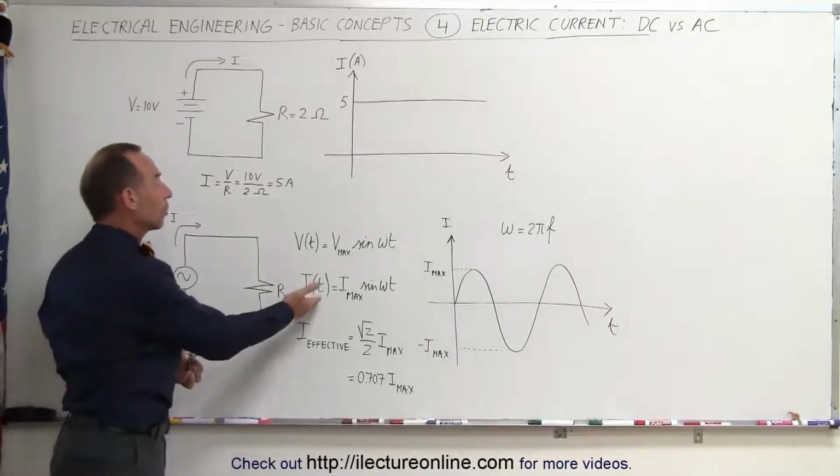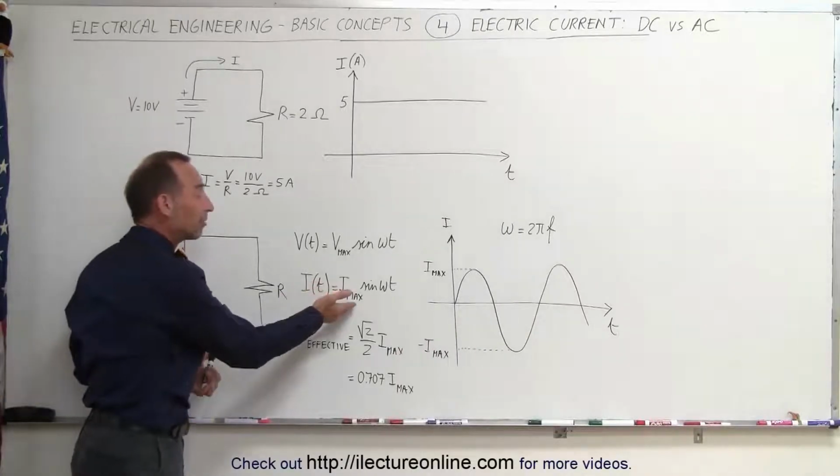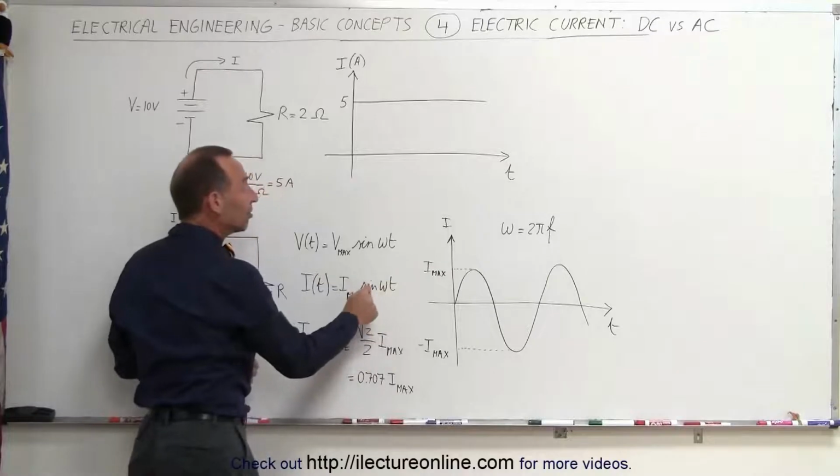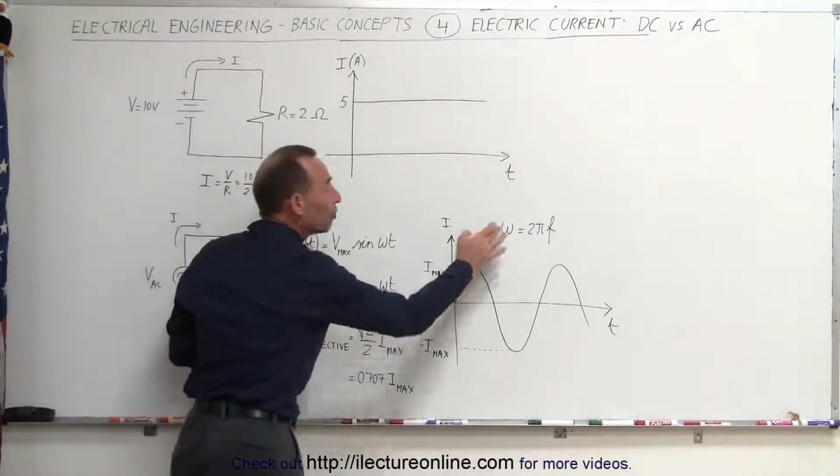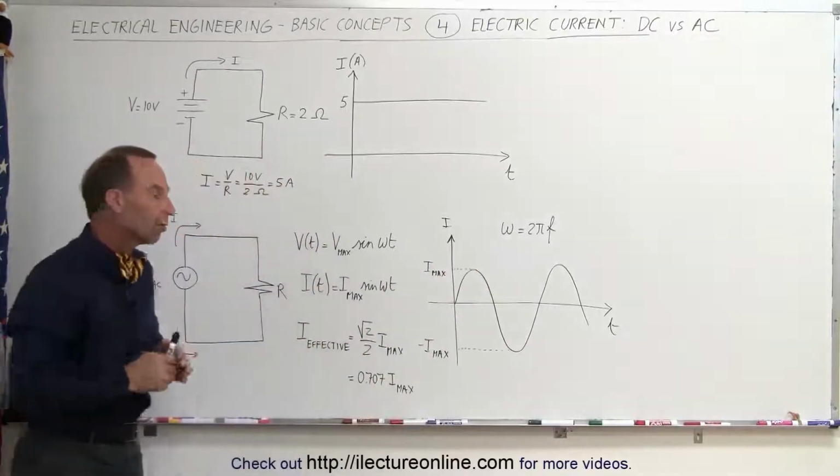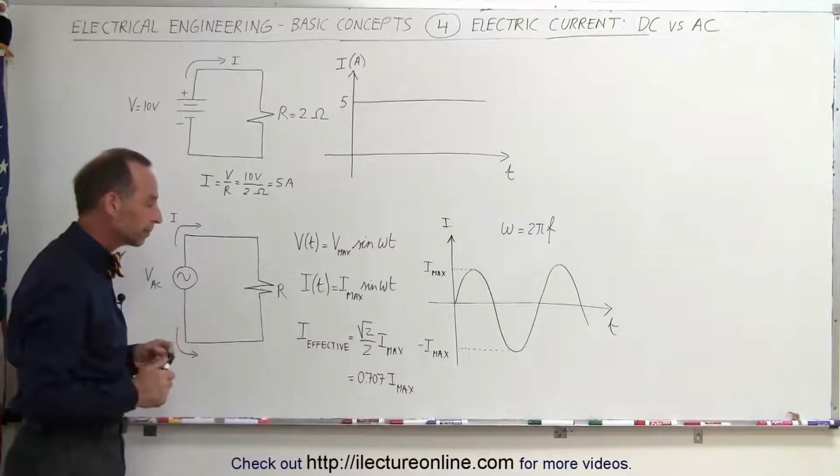The equation for the current as a function of time will be the maximum current you can reach times the sine of omega t. Again, omega is 2 pi times the frequency of the oscillation of the voltage source.